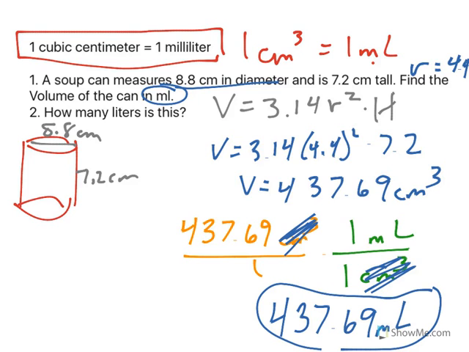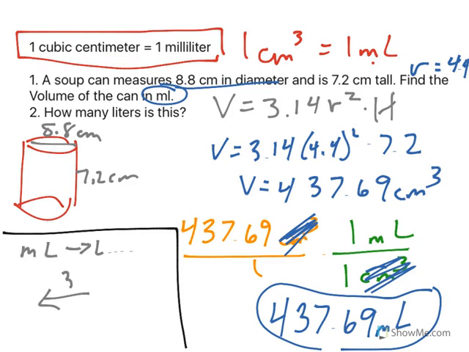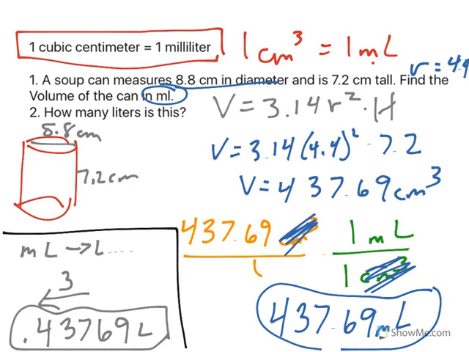Part 2 says, how many liters is this? Well, remember that to go from milliliters to liters, if you go to your sheet, I started at milliliters to go to liters, so I'm going to move left 3 places. If I take my decimal point for my answer and I move it left 1, 2, 3, I'm going to have 0.43769 liters. And that would be the answer for part 2.